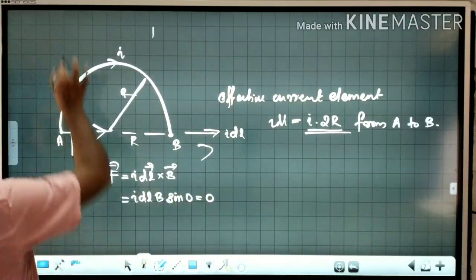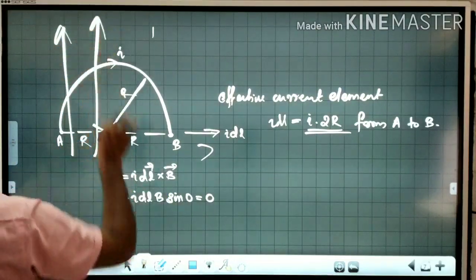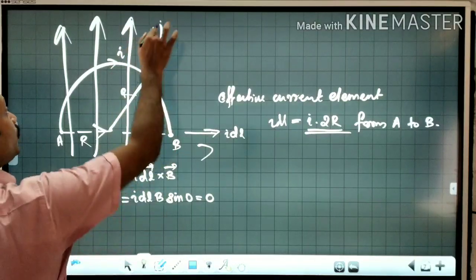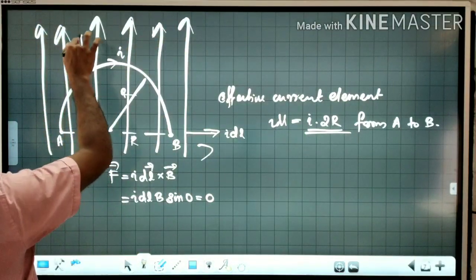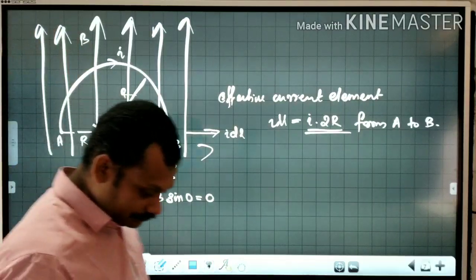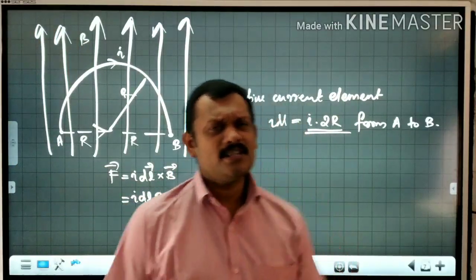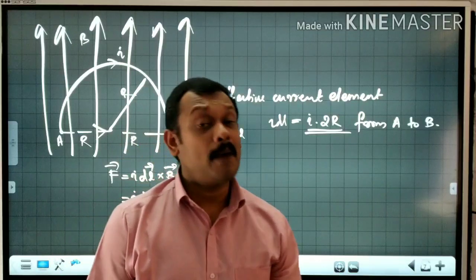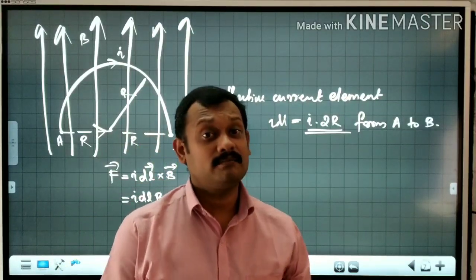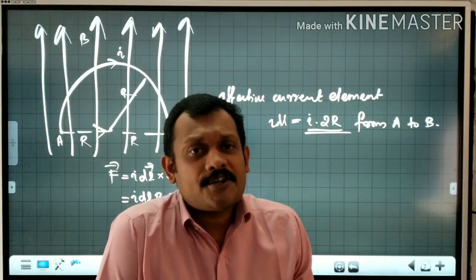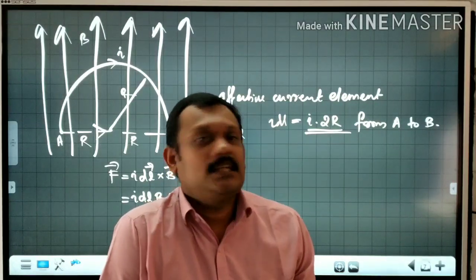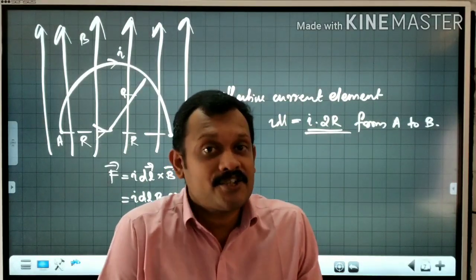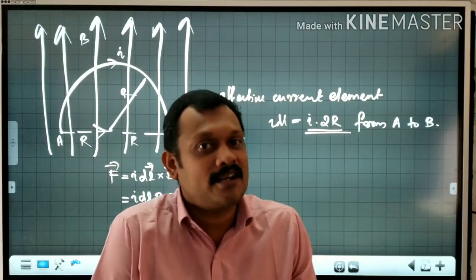Now let me take the magnetic field in the upward direction. Let me show that the magnetic field is in the upward direction. This is the direction of the magnetic field. Now the question is, what is the direction of the magnetic force on this conductor? That's a question to be answered.